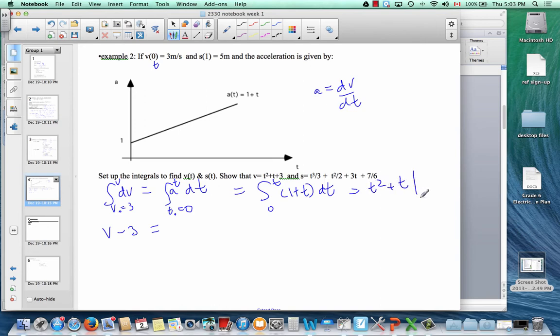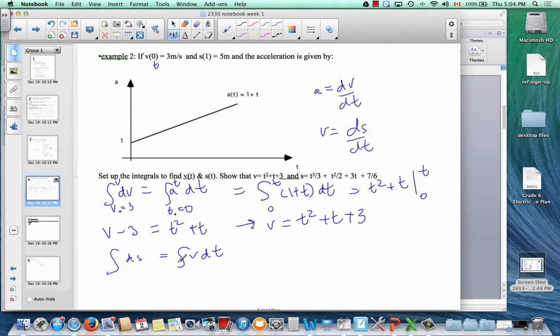Now there's no plus c here, of course, because we're doing a definite integral now. And so that's just t squared plus t, because the lower limit just gives nothing. Then we bring the 3 over, and then we get the velocity as a function of time. It's going to be t squared plus t plus 3, and that's what we were asked to show. Now we also want the position function. Well, we know that velocity equals ds dt. So we cross-multiply, and we get ds equals v dt. This is a time integral.